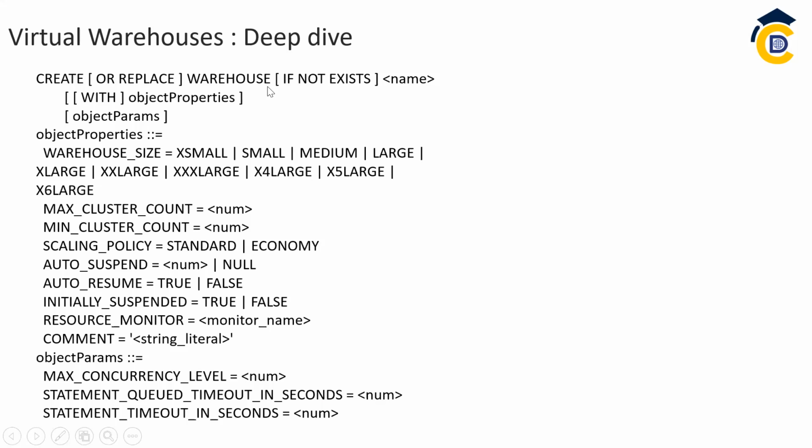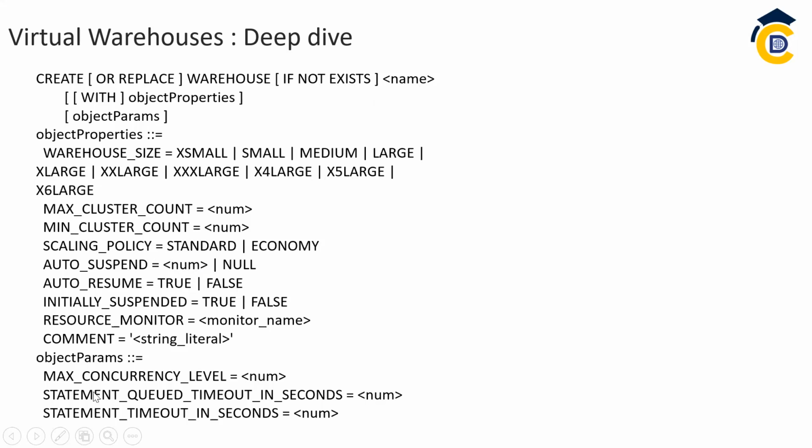So CREATE OR REPLACE WAREHOUSE. If it does not exist, it will create it. Give any name that you want. Then you can choose a warehouse size, and we all know it comes in X-small, small, medium, large, X5, X6, whatever. Maximum cluster count was also there on the UI, minimum cluster count was also there, and scaling policy we saw. Auto suspend, we saw the number of minutes we need to assign. Auto resume, if you're doing it from SQL, is either true or false.